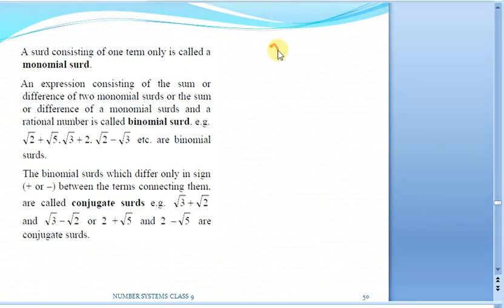Suppose root 2 is there, how many terms are actually there? It is a surd, it is having only one term, so that is going to be a monomial. Suppose I say 2 root 2, it is still having only one term, it is also a monomial. So don't think that there is 2 and there is root 2. This is a product making a term, so that is why it is also going to be a monomial surd.